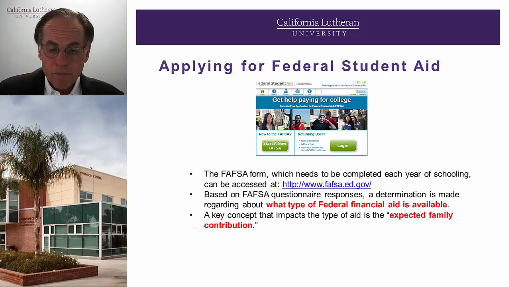The FAFSA form is rather lengthy and needs to be completed each and every year that the student is enrolled full-time at the school. Based on the FAFSA questionnaire responses, a determination is made about what type of federal aid is available. A key concept that impacts the type of aid is the expected family contribution, and we'll take a look at this concept shortly. The FAFSA start page can be accessed directly at http://www.fafsa.ed.gov.